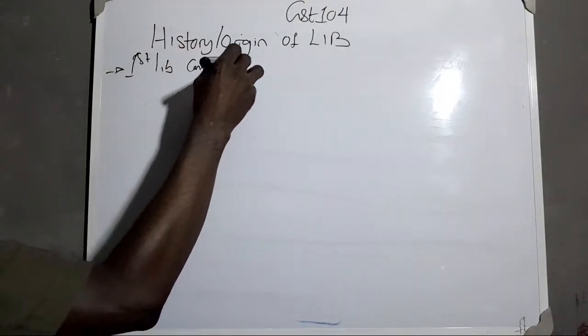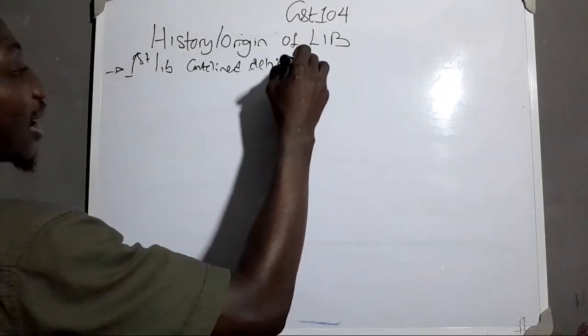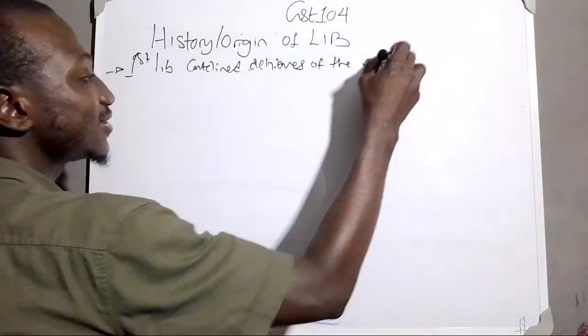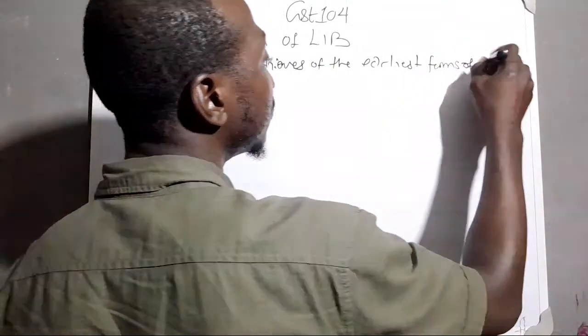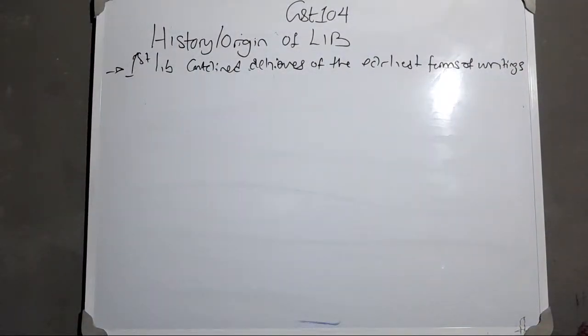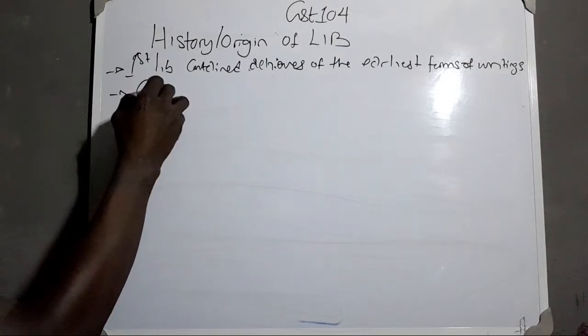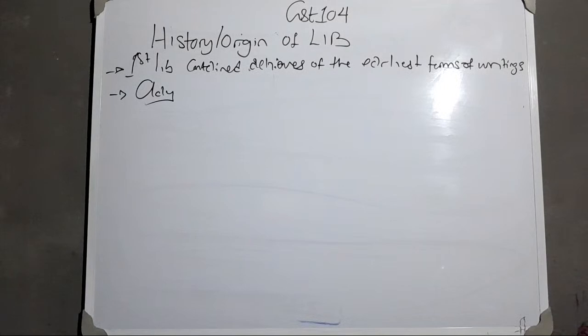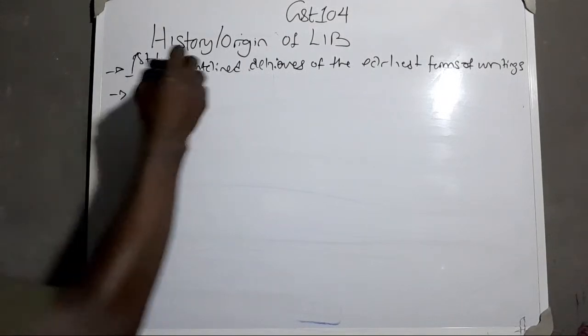Now let's note down these points. The first libraries contained archives of the earliest forms of writing. Earliest forms of writing, you know. And these writings were in clay tablets.